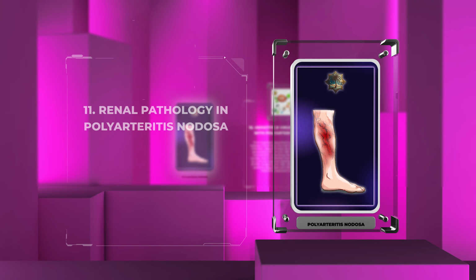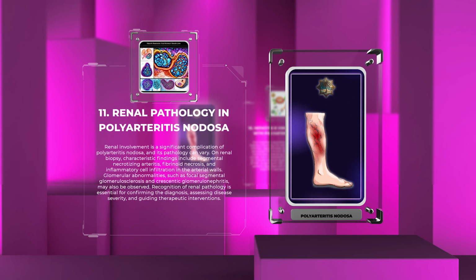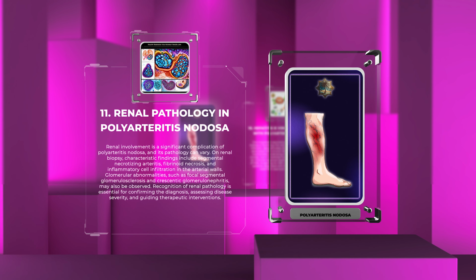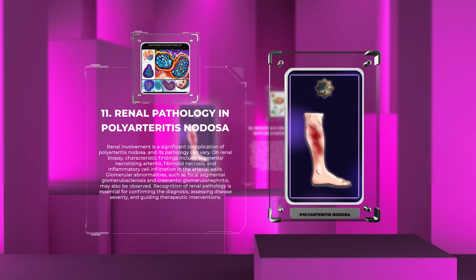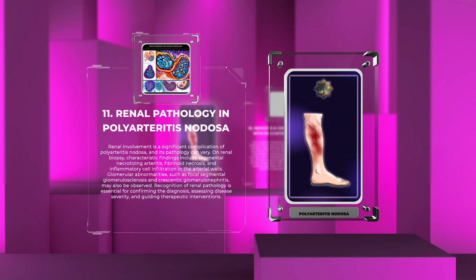Renal involvement is a significant complication of polyarteritis nodosa, and its pathology can vary. On renal biopsy, characteristic findings include segmental necrotizing arteritis, fibrinoid necrosis, and inflammatory cell infiltration in the arterial walls. Glomerular abnormalities, such as focal segmental glomerulosclerosis and crescentic glomerulonephritis, may also be observed. Recognition of renal pathology is essential for confirming the diagnosis, assessing disease severity, and guiding therapeutic interventions.